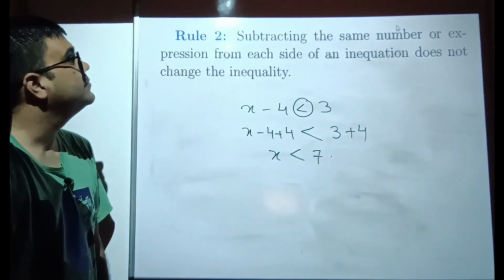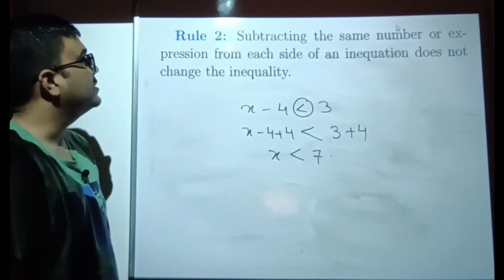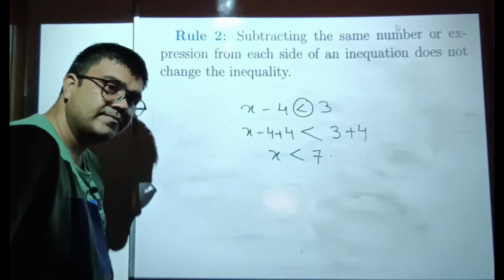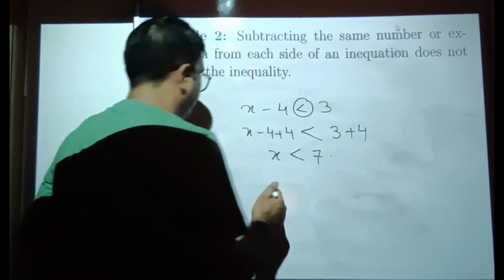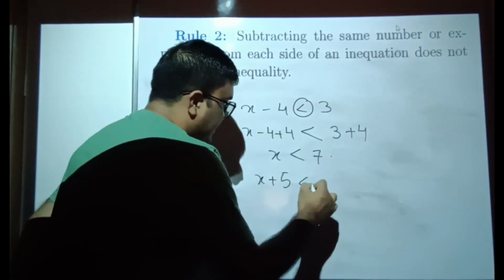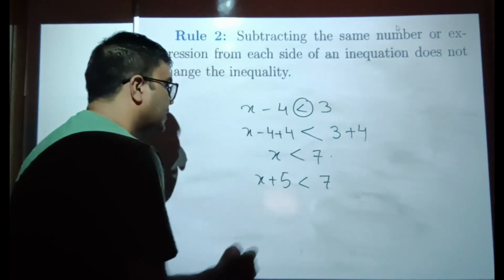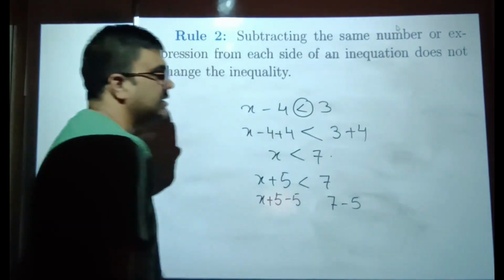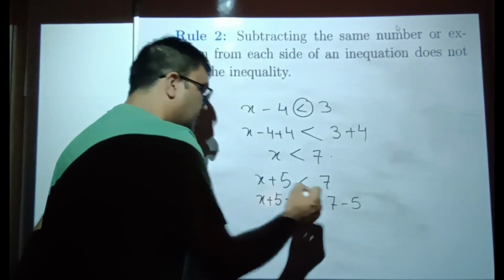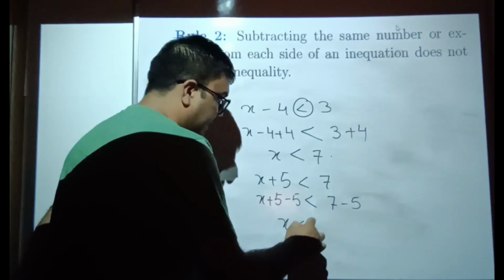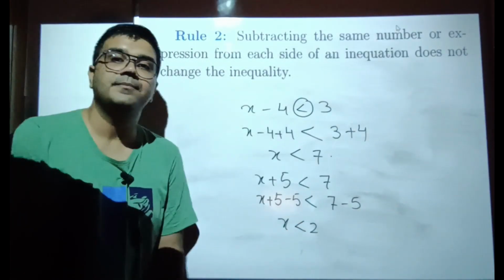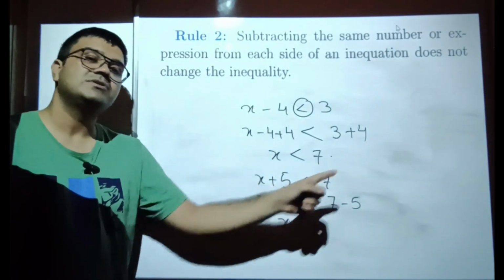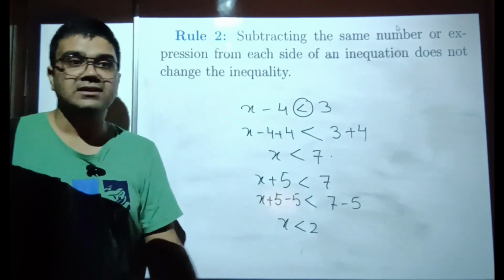The second rule: subtracting the same number or expression from each side of an inequality does not change the inequality. If we are talking about x + 5 < 7, I am subtracting 5 from both sides of this inequality. The inequality will not change. I am getting x < 2. So when we are adding or subtracting the same term on both sides of an inequality, it will not change the inequality.